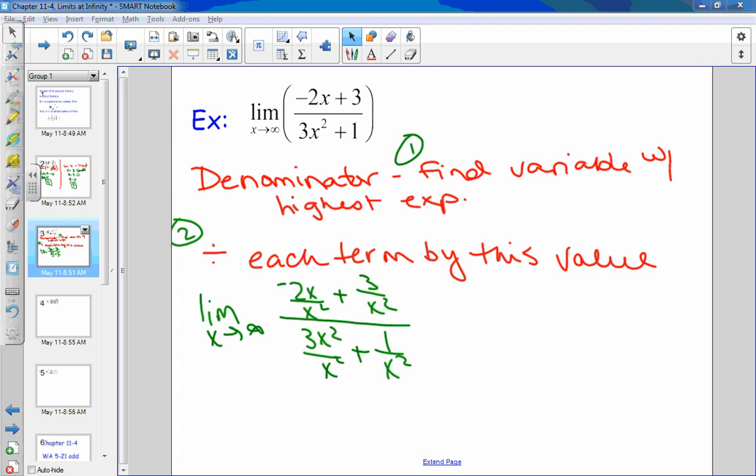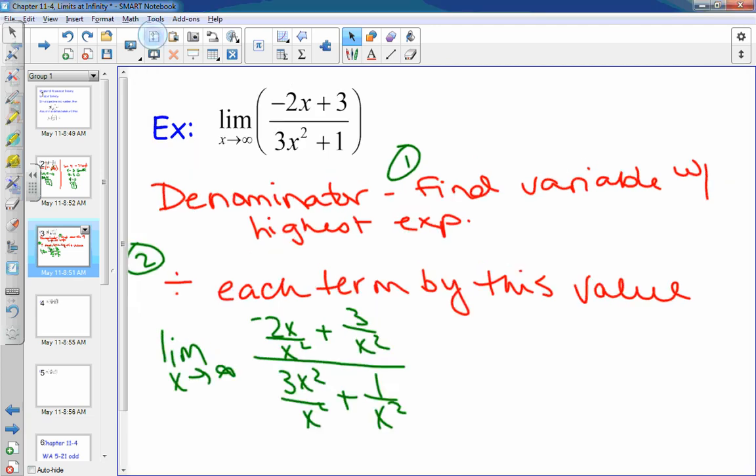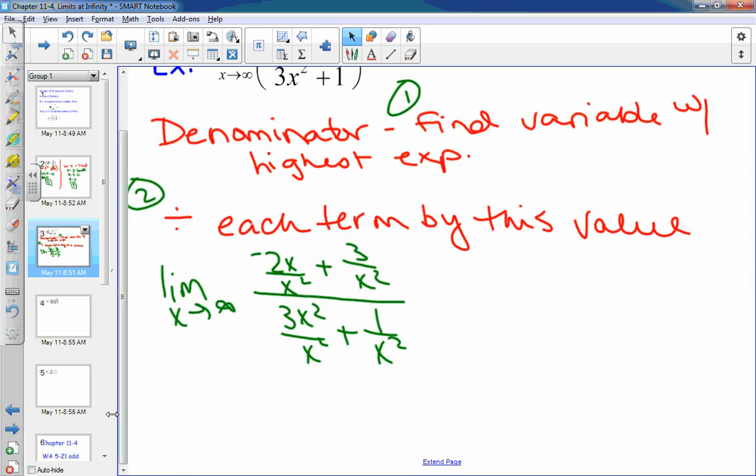You have to take the highest exponent so you can get things to cancel out. If you don't take the highest exponent, things will not cancel out so you can get numbers. And I'll show you that here in a moment. We ready? Okay, so what we're going to do is go ahead and simplify this.